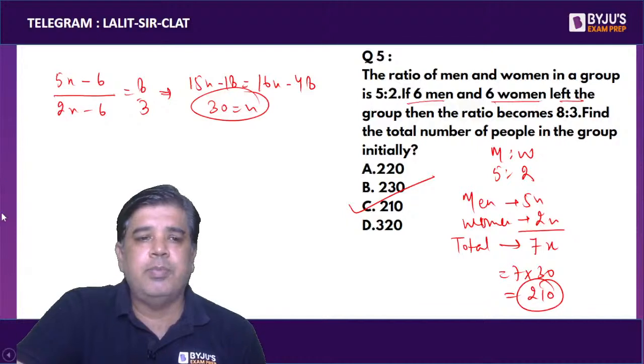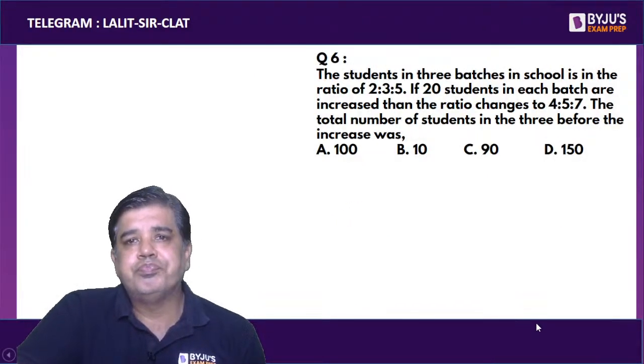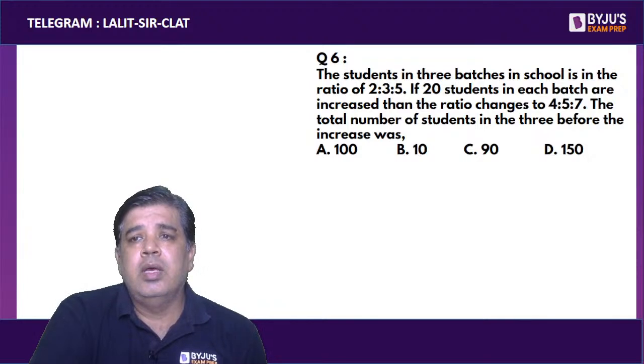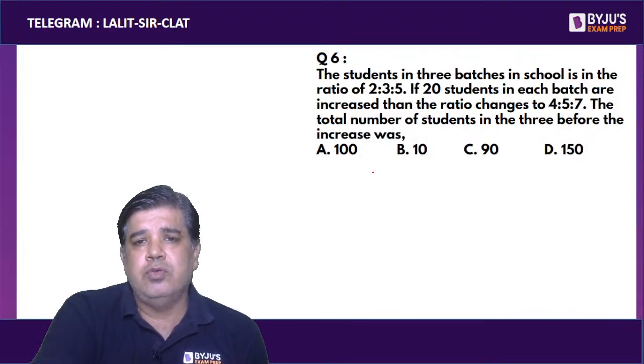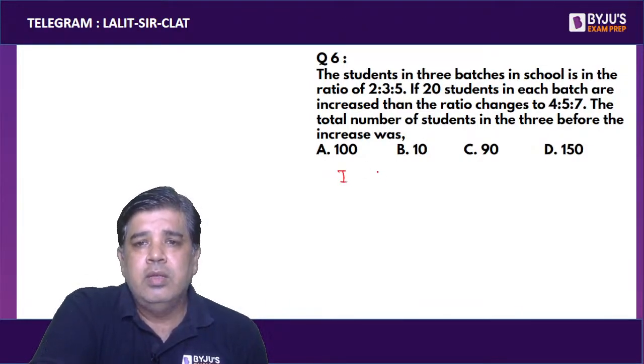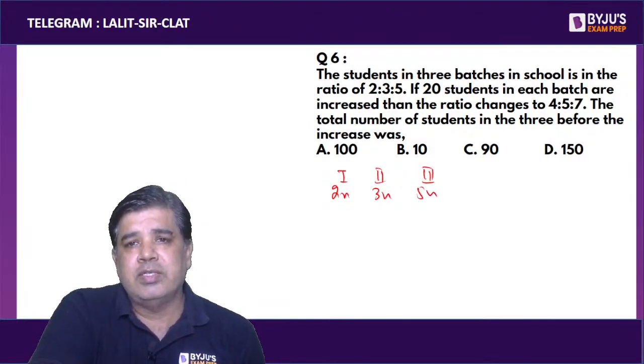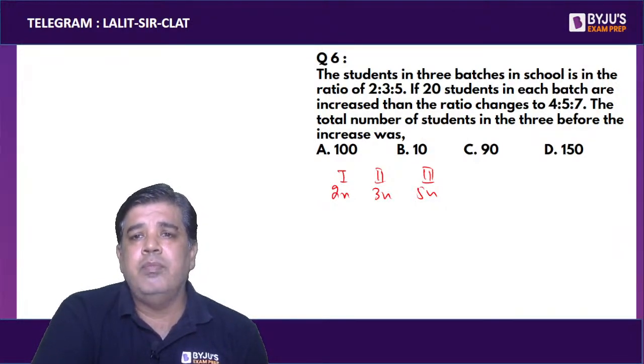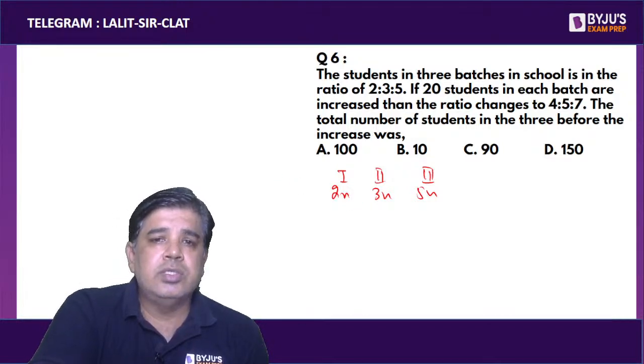This one was simple, a simple concept of ratio. There are 3 batches in a school in the ratio 2:3:5. So batch 1, batch 2, batch 3 will have 2x, 3x and 5x number of students. If each batch is increased with 20 students, means this is earlier, initial, right?